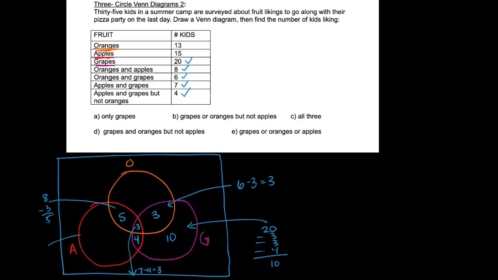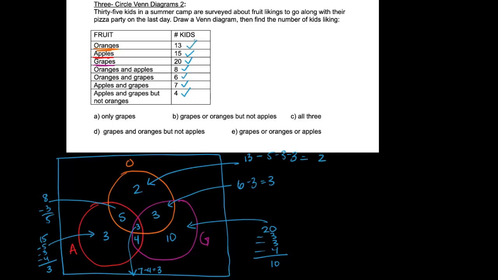And then we've got 2 more. Apples should be 15. So let's figure out what needs to go here. So 15 total, but I'm going to take away the 5, the 3, and the 4, because they're already in the apple circle. And when I do that, I end up getting 3 left over. So the 3 is going to go there. And then the orange category, there should be 13 total kids that like oranges. So I'm going to take 13 and subtract the 5, the 3, and the 3. And when I do that, I end up getting 2. So we could double check 2 plus 5 plus 3 plus 3, and that gives us 13, which is what I should have for the total number of kids that like oranges.